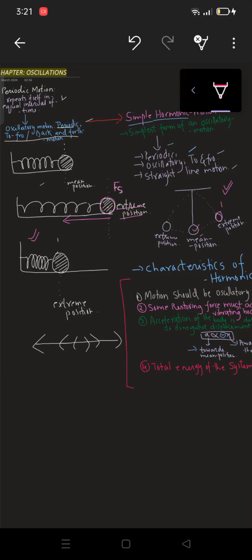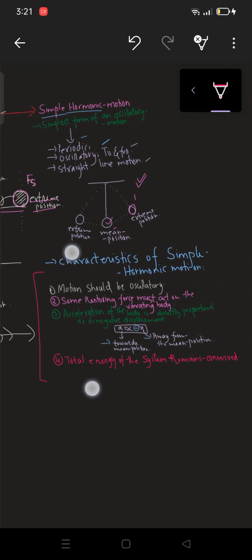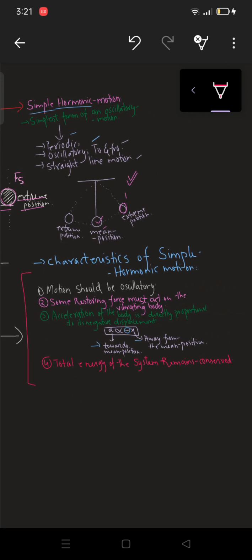Okay, so in the last video we discussed the characteristics of simple harmonic motion in great detail, right? We discussed that if we have to check whether a given motion is simple harmonic motion or not, we must apply these four conditions. The first one: the motion should be oscillatory, which means it must be periodic, to and fro, and the main condition of simple harmonic motion is that it must be in a straight line, right? So every point is included in this.